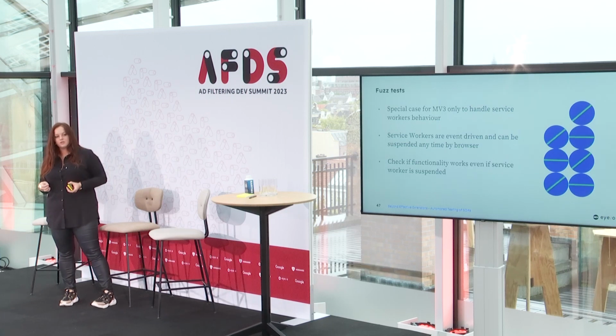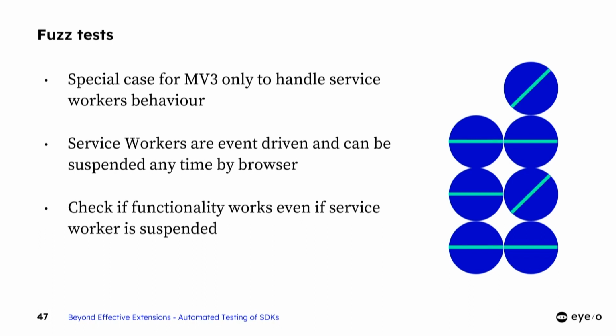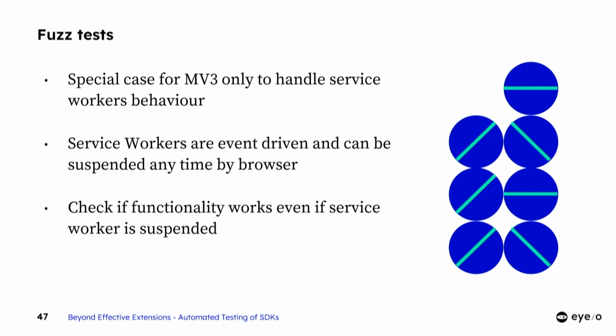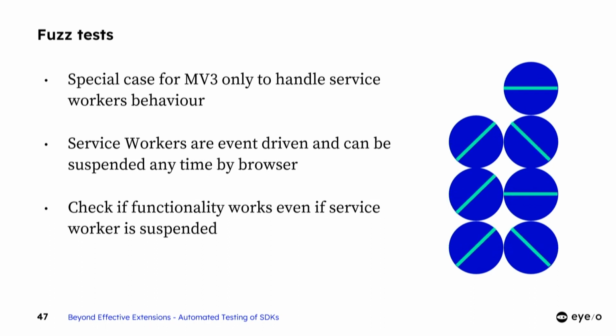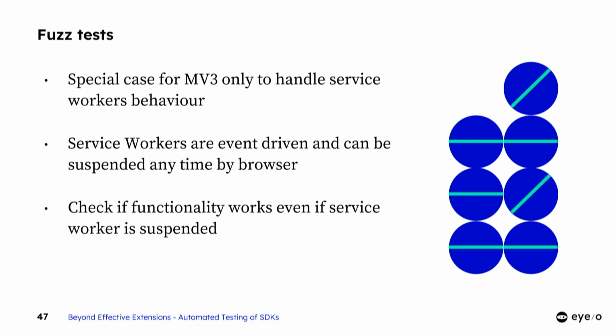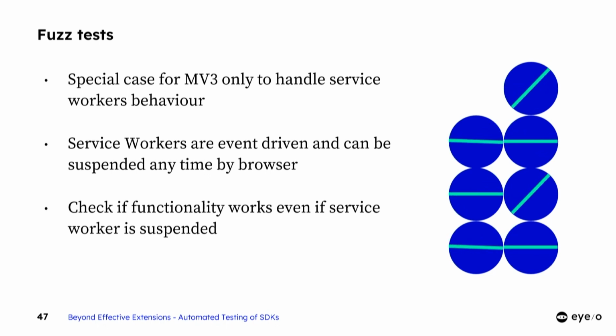Then, the next level on our test pyramid were fast tests. Sometimes they are called, sometimes mutation tests, that I will be speaking about later on, are called fast tests, but in our case, fast tests is an invention that we had in the team, and it's a special case for Manifest v3. In Manifest v3, we have service workers that are event-driven and can be suspended any time the browser decides that they are not in use.